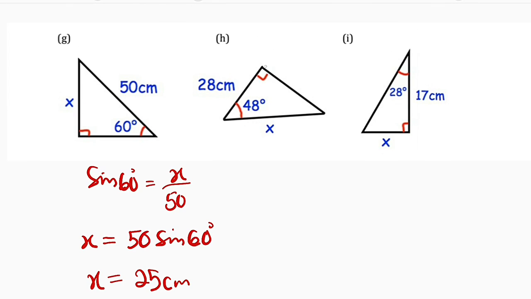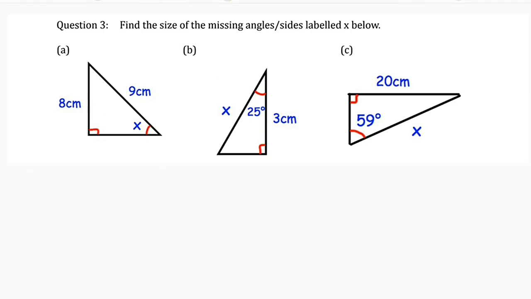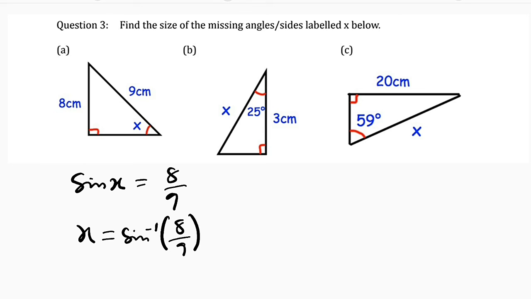centimeters. This is the hypotenuse. This is the adjacent side. Use cosine. This is opposite. This is adjacent. Use tangent. This is opposite. This is hypotenuse. So it means that sine of x is equal to 8 divided by 9. And x is equal to sine inverse of 8 divided by 9.